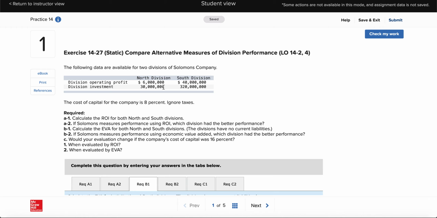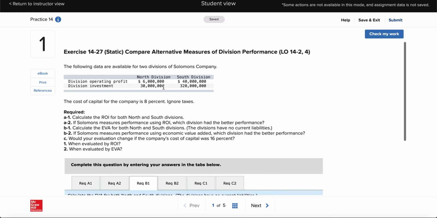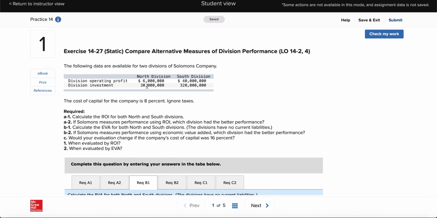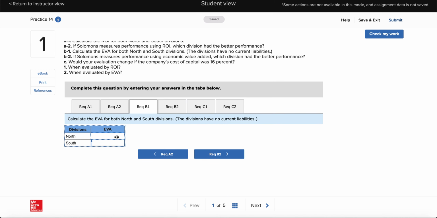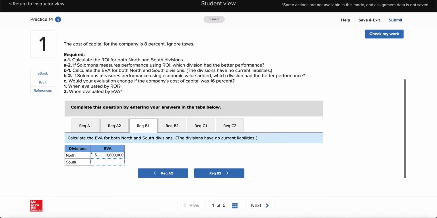And what we're really saying is this is how much we should be receiving in income or in profit based upon our required 8%. And I want to know how much more than that we're receiving. So I'm going to take 8% times 30 million, and then I'm going to compare that to the 6 million that I earned. So in the case of the North, this would give us an EVA of $3,600,000. So I'm $3,600,000 above the required amount, in this case the 8%.